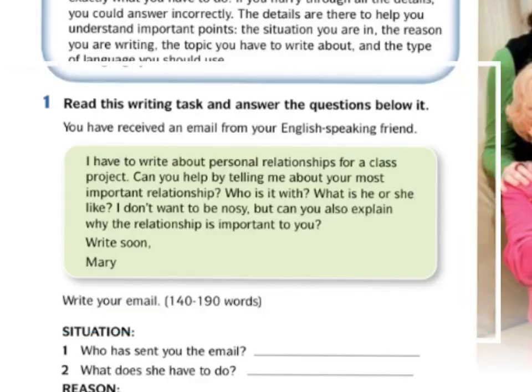So let's look at number 1 here. You have received an email from your English-speaking friend. I have to write about personal relationships for a class project. Can you help by telling me about your most important relationship? Who is it with? What is he or she like? I don't want to be nosy, but can you also explain why the relationship is important to you? Write soon, Mary. Write your email in 140 to 190 words.